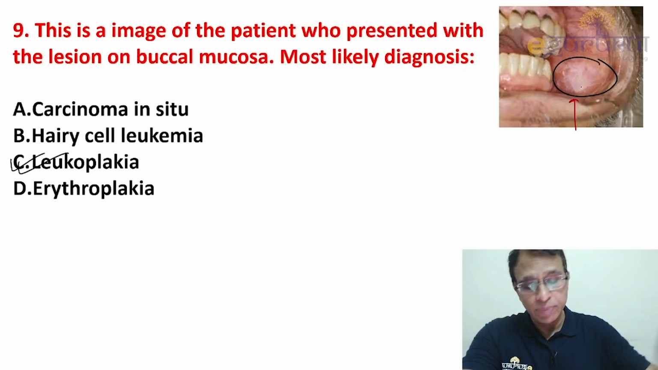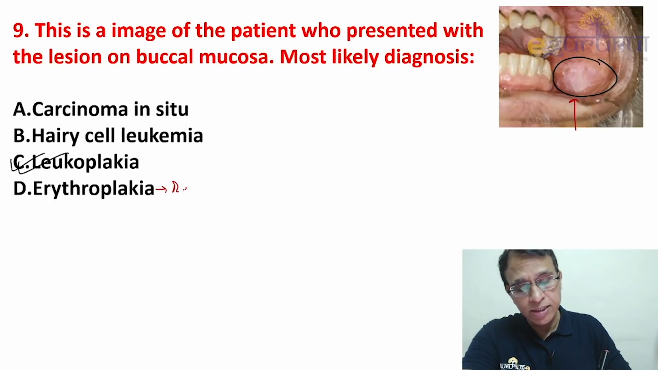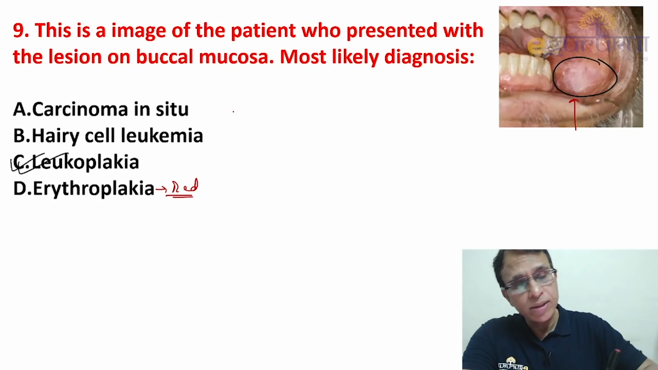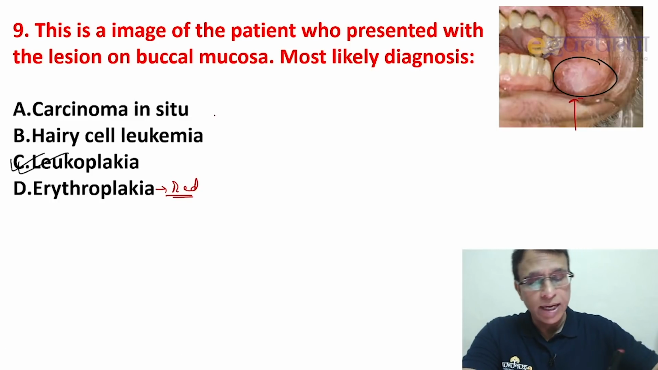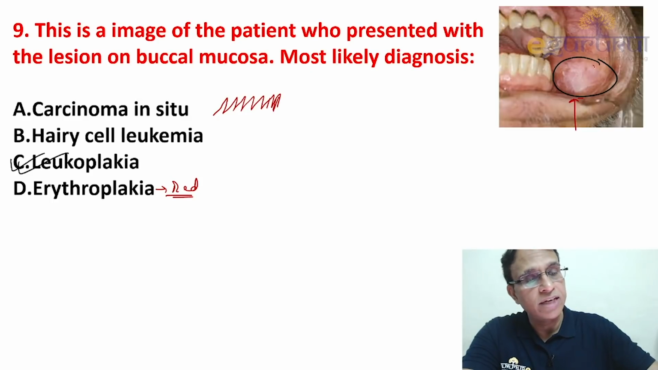And if it is red in color, it becomes erythroplakia. Erythroplakia is reddish in color. Hairy leukoplakia, the shape is not like this. It is mainly on the tongue, and it has a serrated or pointed look, not this kind of a patch. This is like a patchwork, isn't it?